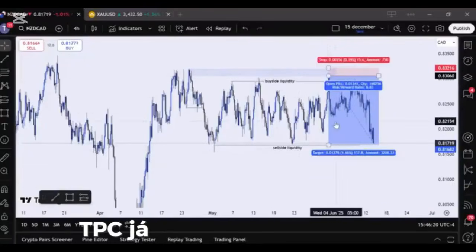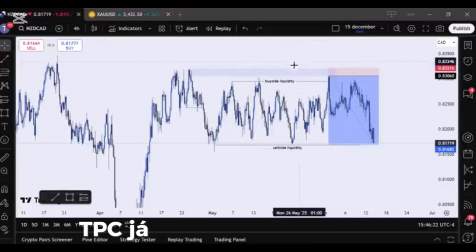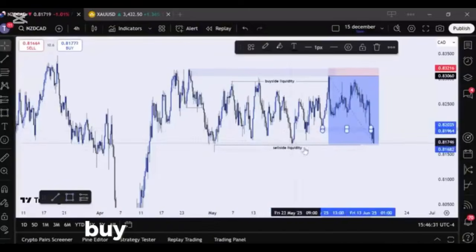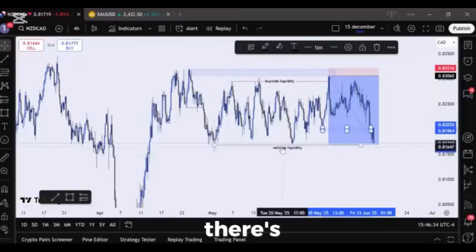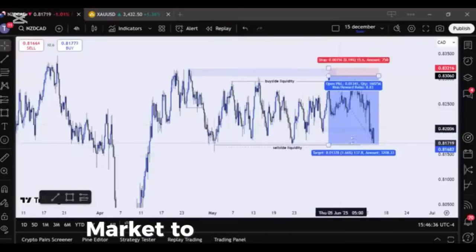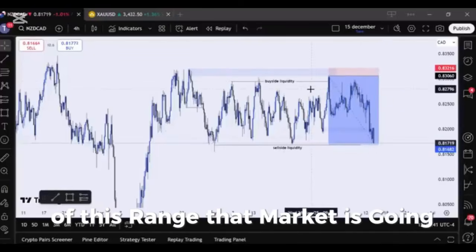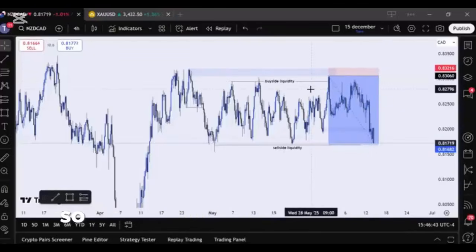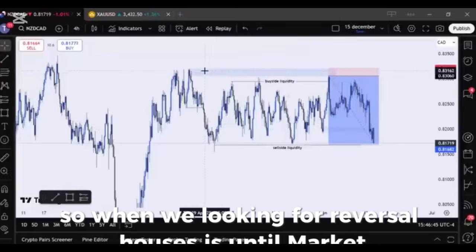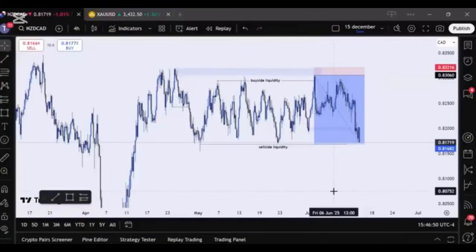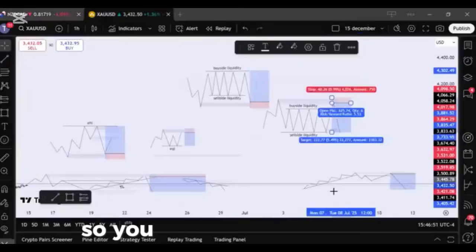No sign of reversal from any zones that will reverse this market completely until market sweeps that range in liquidity. So any other blocks, for example, another block here, if you take a buy from here, market will take you out. Another block here, buy here, market will take you out. There's no zone inside of this range that market is going to hold for long. So when we're looking for reversal zones, until market clears this range, that's when market can actually start looking for possible reversals to the upside. So you guys following me?